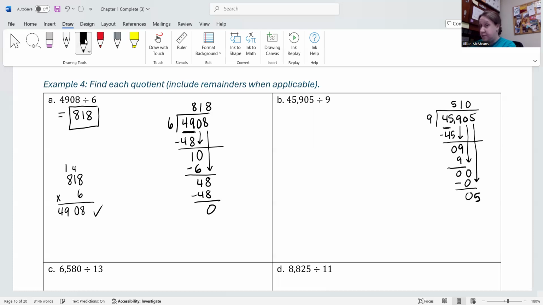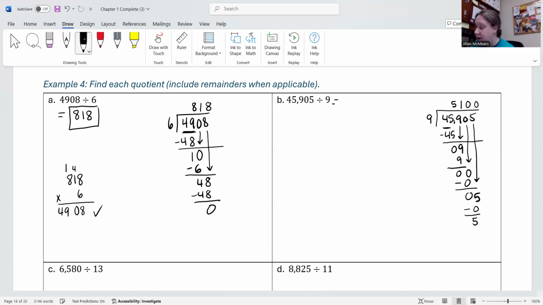And then we drop something down, so we have to put something up at the top in the quotient. So 9 goes into 5 0 times. 0 times 9 is 0. So I've got a 5 left over. I've dropped down all of my digits. I didn't get a 0 remainder, but I do have a remainder that's less than the divisor. So as long as this remainder is less than your divisor and you've dropped everything down from the dividend, you're done.